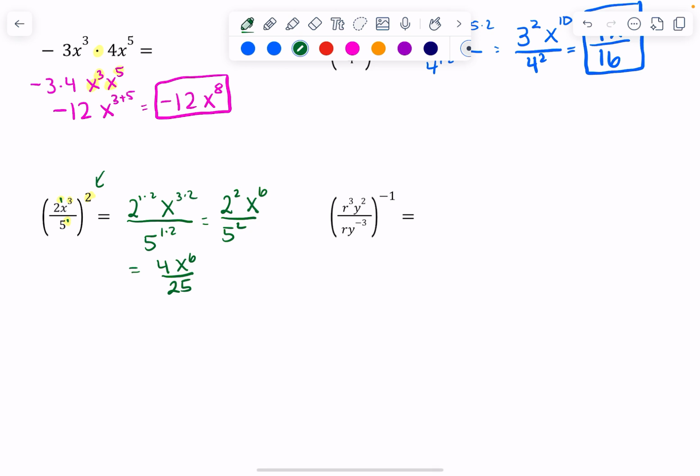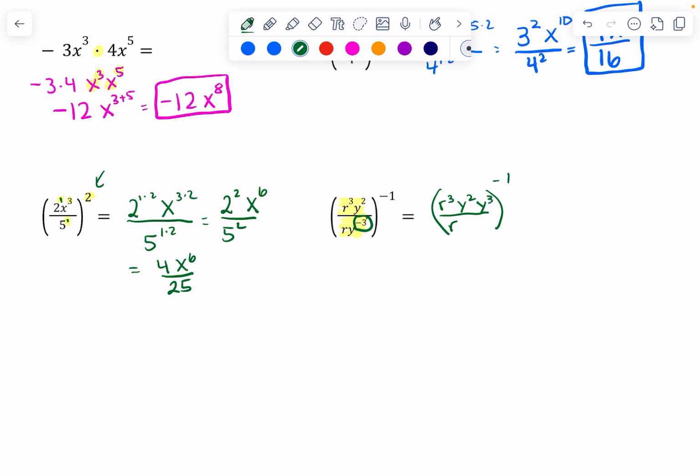Okay, last one. Now, remember when I said clean inside the house? So let's look inside the house first. Well, we can see that we have an r on the top and an r on the bottom. But we also see that we have negative exponents. So let's just clean this up first. We have r cubed, y squared. We have r. All those are positive exponents, so they stay. But this guy is a negative 3, so it's going to go.